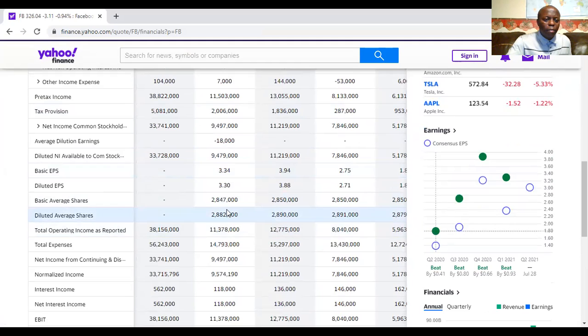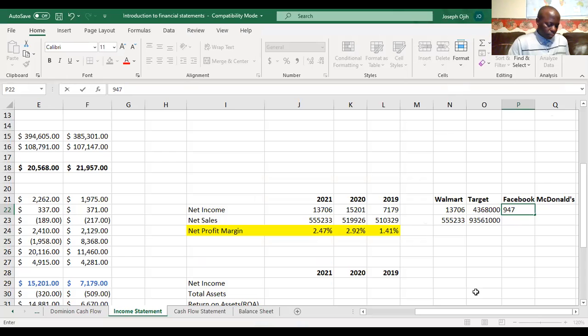Okay, we have net income available. 9,479,000. Okay, I got it. It's correct. 9,479,000. Now, their net sales will be 26,171.